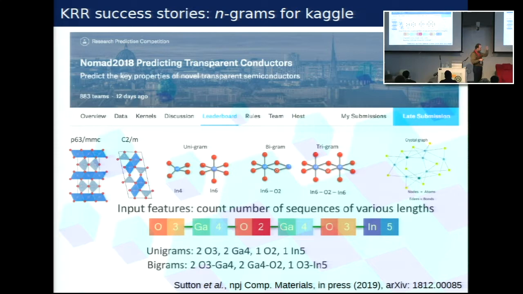So basically what this guy fancied was to represent crystal structures as graphs.